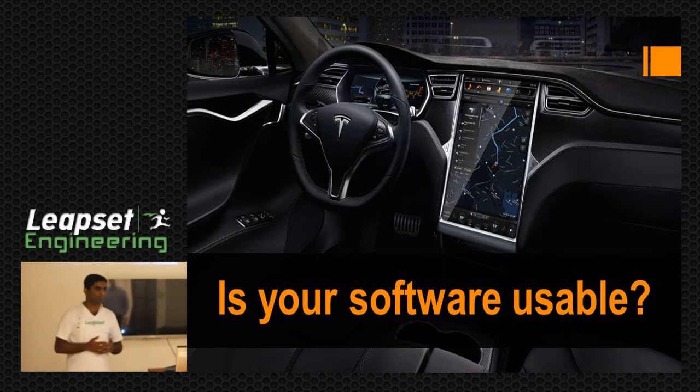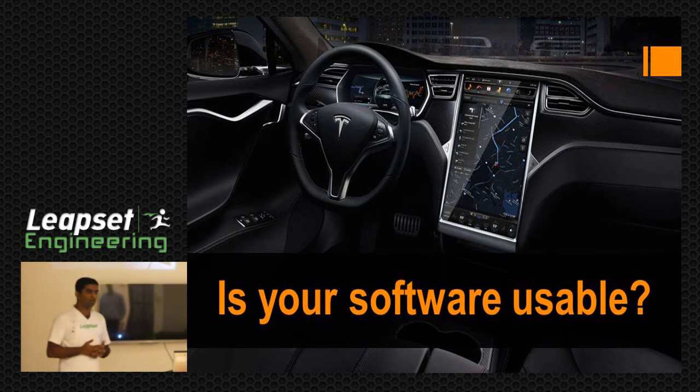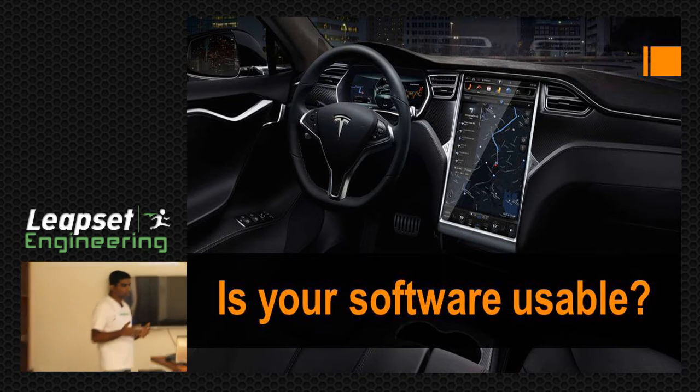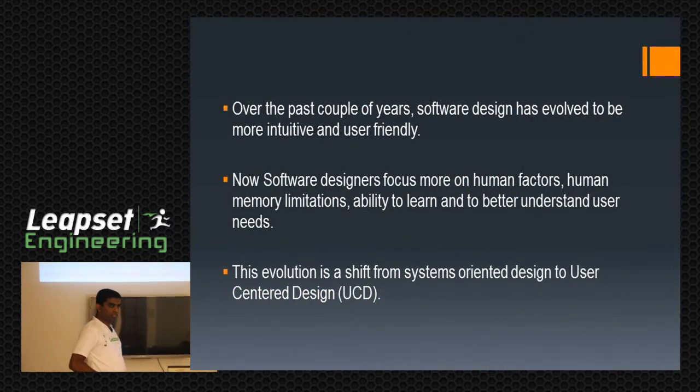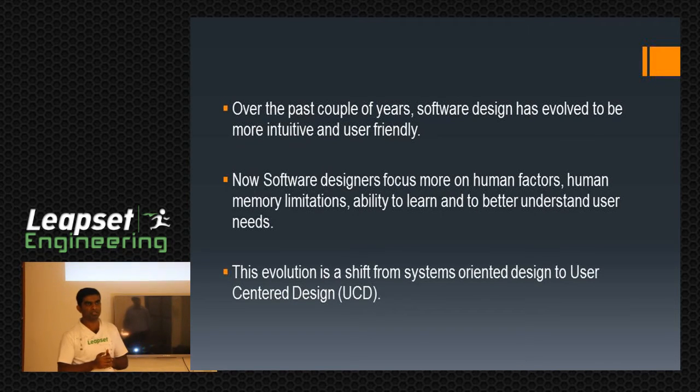which are software. So usability is really important in the software industry. In the past couple of years, human factors, human memory limitations, and humans' ability to learn and to better understand user need have shifted system-oriented design to user-centered design.